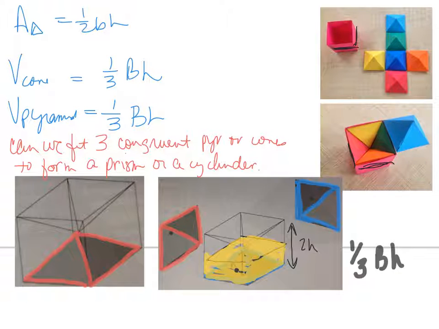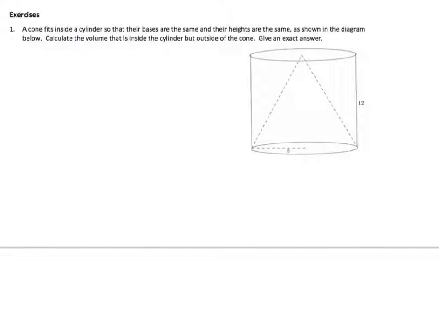Good job. Let's move on. All right, let's try some exercises and use what we've learned. So a cone fits inside of a cylinder so that their bases are the same and their heights are the same, as shown in the diagram. Calculate the volume that is inside the cylinder but outside of the cone. Give an exact answer. Okay, give an exact answer means don't round. If anything has pi in it, leave the pi in it. If anything has a square root in it, leave the square root.